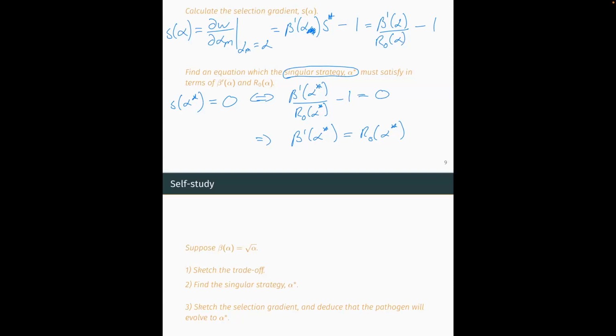This first part here is not a trick question, by the way, the sketching the trade-off. It's literally, remember what the square root function looks like. That's all that is. There's nothing too complicated here. The more tricky part that I want you to spend more time focusing on is finding the singular strategy, okay? The first part's really just to remember what sketching a graph looks like.